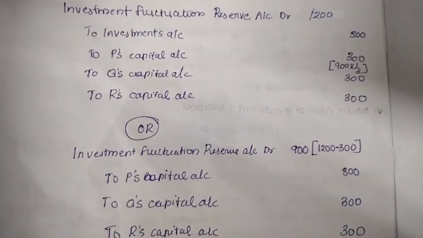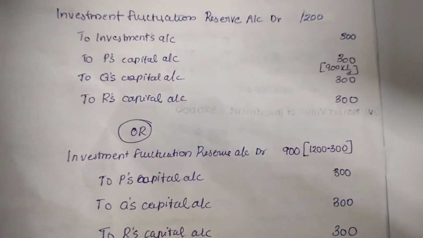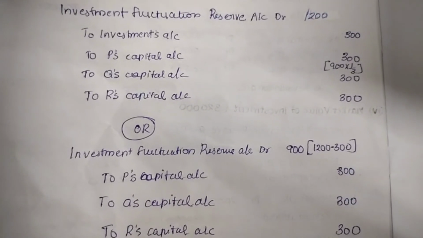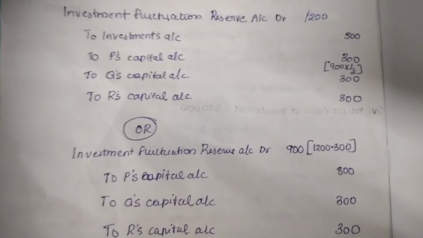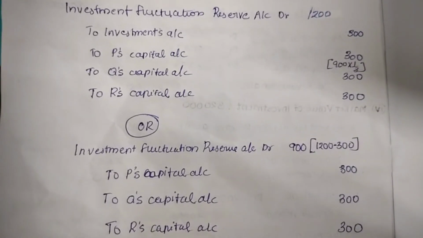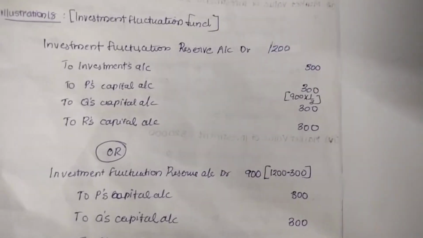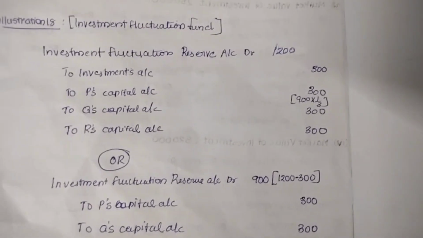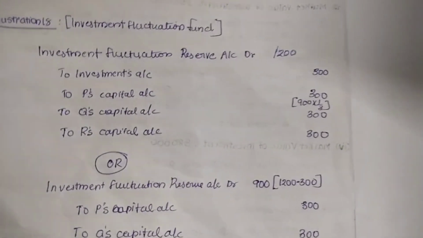So in illustration number 18, you will see that the investment fluctuation reserve, which is shown on the liability side of the balance sheet, is rupees 1,200, and on the asset side it is shown that investment at cost is rupees 5,000. And in the additional information they have provided that the market value of investment is now 4,700.